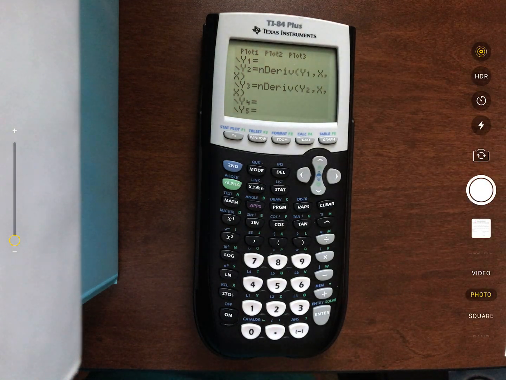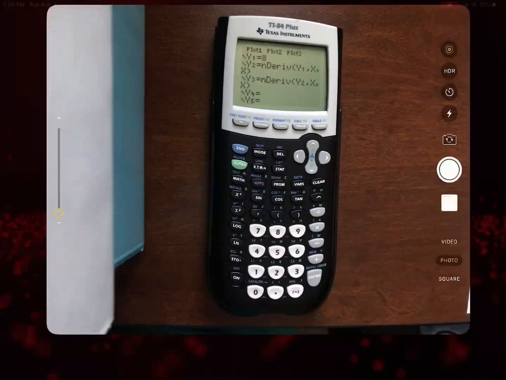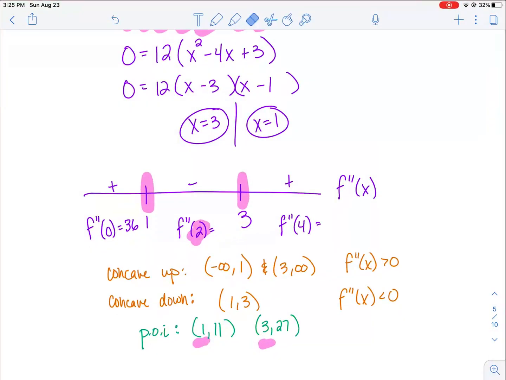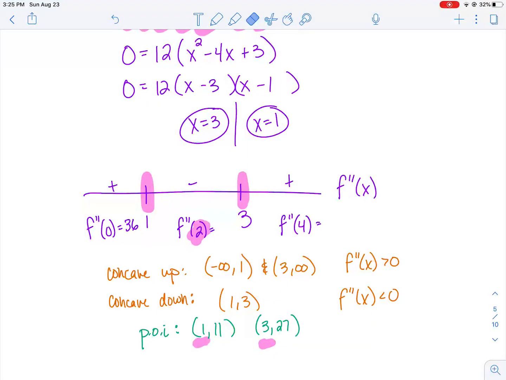I hope that you enjoy that. I hope that works for you. I hope that makes it easier and quicker for you to evaluate these functions without having to do it by hand in your calculator over and over. Let me know if you have any questions.